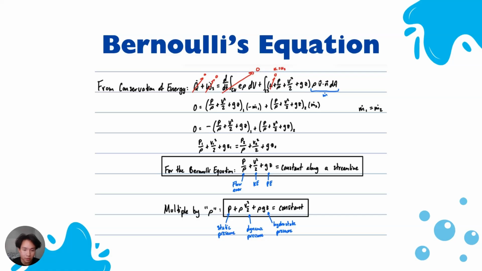Before that, another variation of the equation: you could just multiply by density to remove it from the pressure here. So you get pressure plus density times velocity squared over 2 plus density times gravity times the depth. Okay, now onto the example.